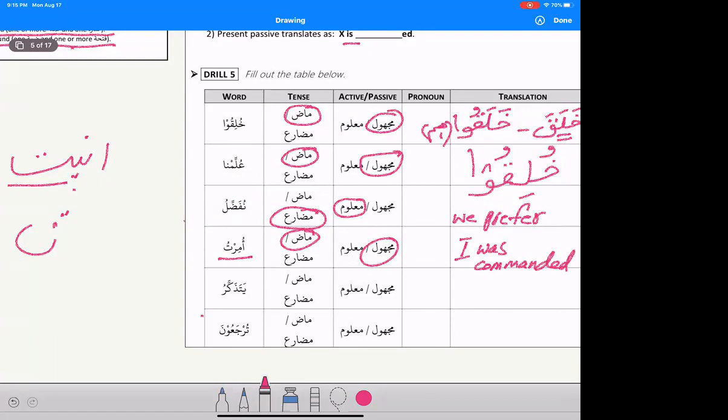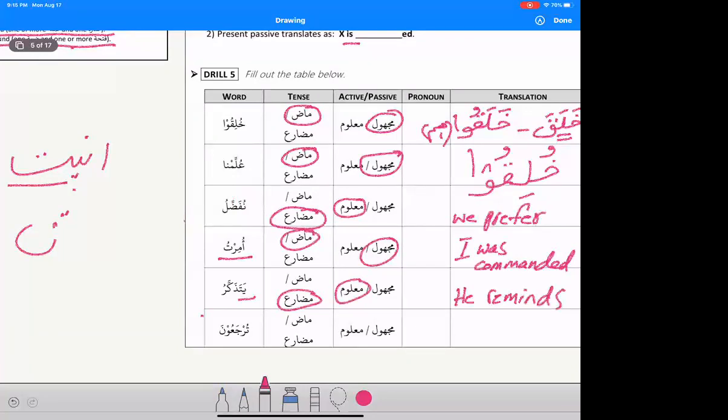Then we have yatadhakkaru. So this ya is giving away that this is fil mudari'a, and it is ending on u sound. So this is our present tense mudari'a. And now we need to see, okay, if it is majhul or malum. So yatadhakkaru, it's not yutadhakkaru. So that means this is our malum. Yatadhakkaru, he reminds.